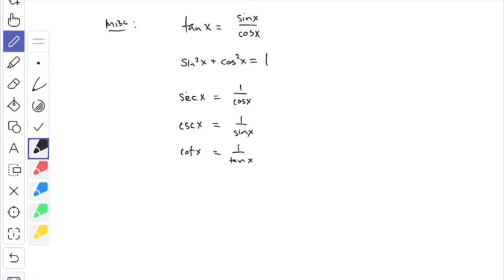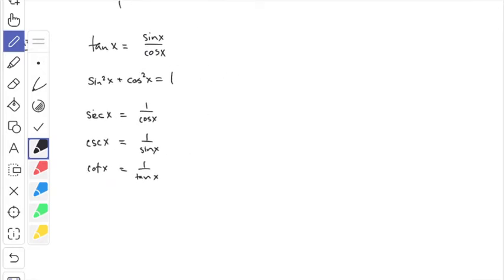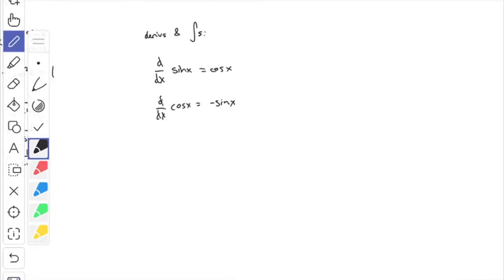Okay, and finally, I'm going to say derivatives and integrals. What I expect you to know is just the derivative of sine x is cosine x, and the derivative of cosine is minus sine of x. And this means automatically that the integral of cosine x dx is sine x plus c, and the integral of sine x dx is minus cosine x plus c. These can be a little tricky to keep straight, the plus sign and minus sign, but you've got to keep it straight.